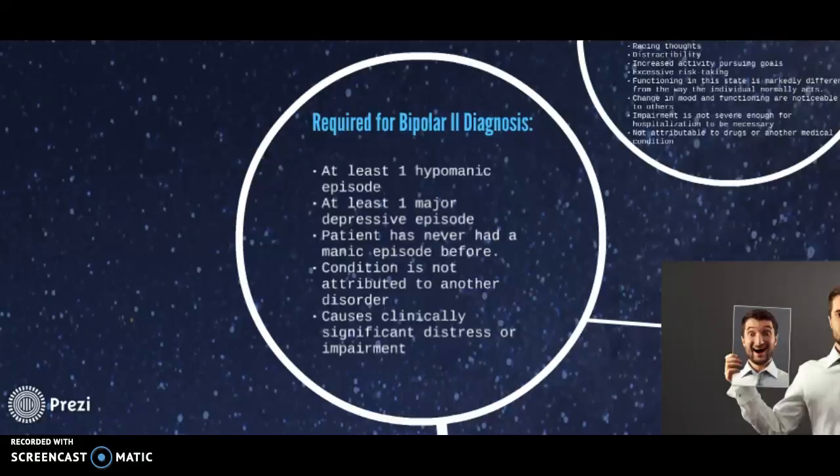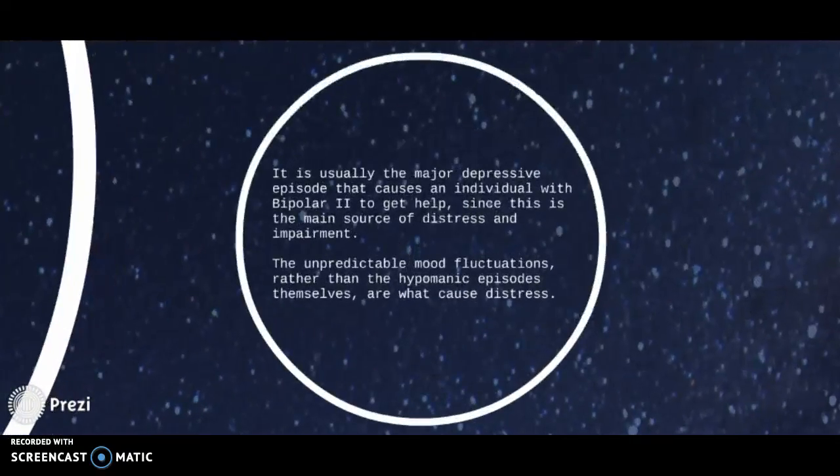Criteria for bipolar 2 includes at least one hypomanic episode, at least one major depressive episode, the patient has never had a manic episode before, the condition is not attributed to another disorder, and it causes clinically significant distress or impairment. It is usually the major depressive episode that causes an individual with bipolar 2 to get help, since this is the main source of distress. The unpredictable mood fluctuations rather than the hypomanic episodes themselves are what causes this distress.